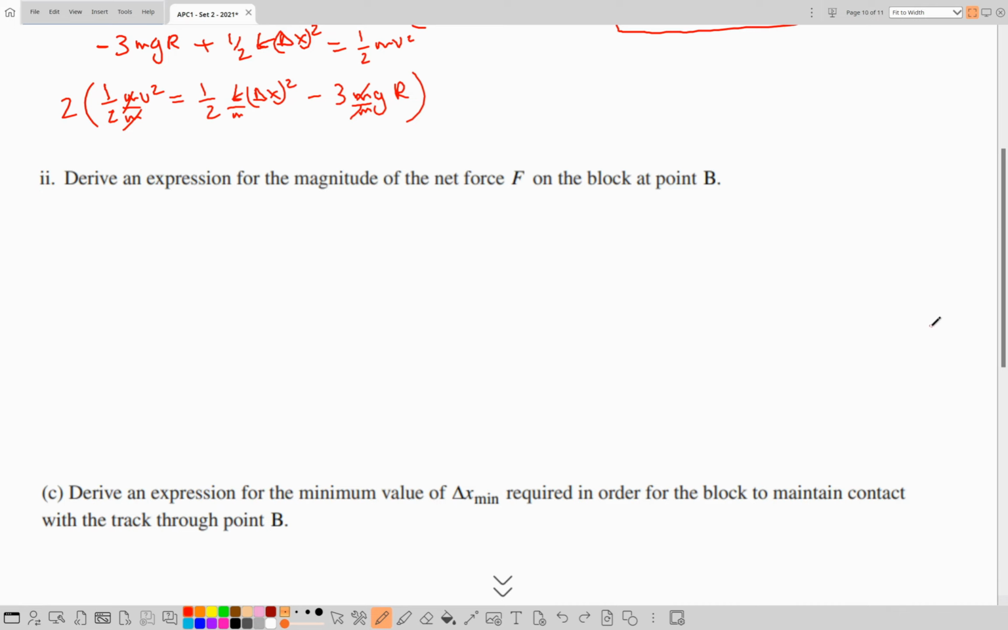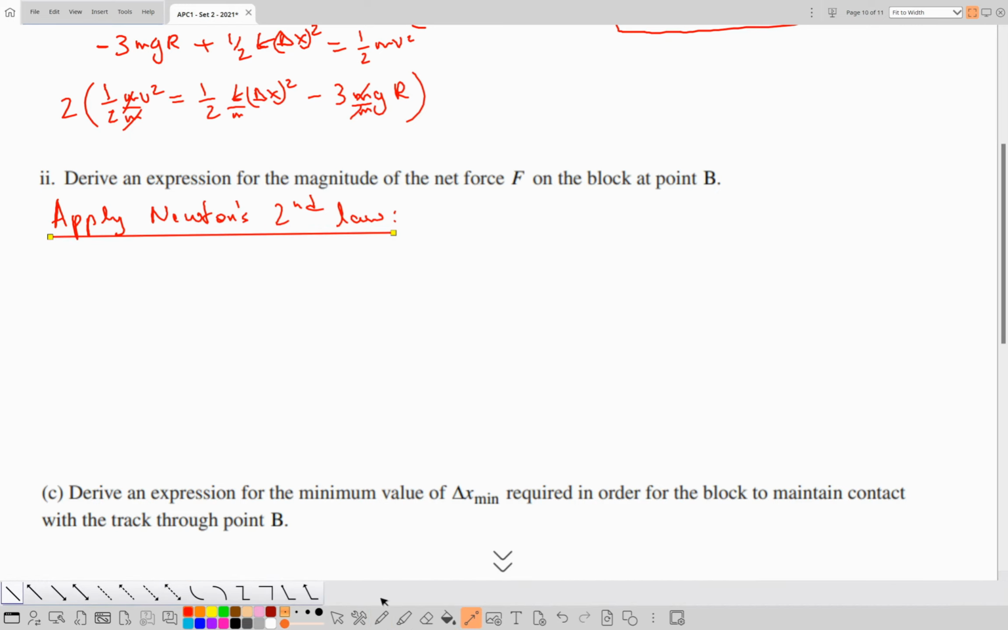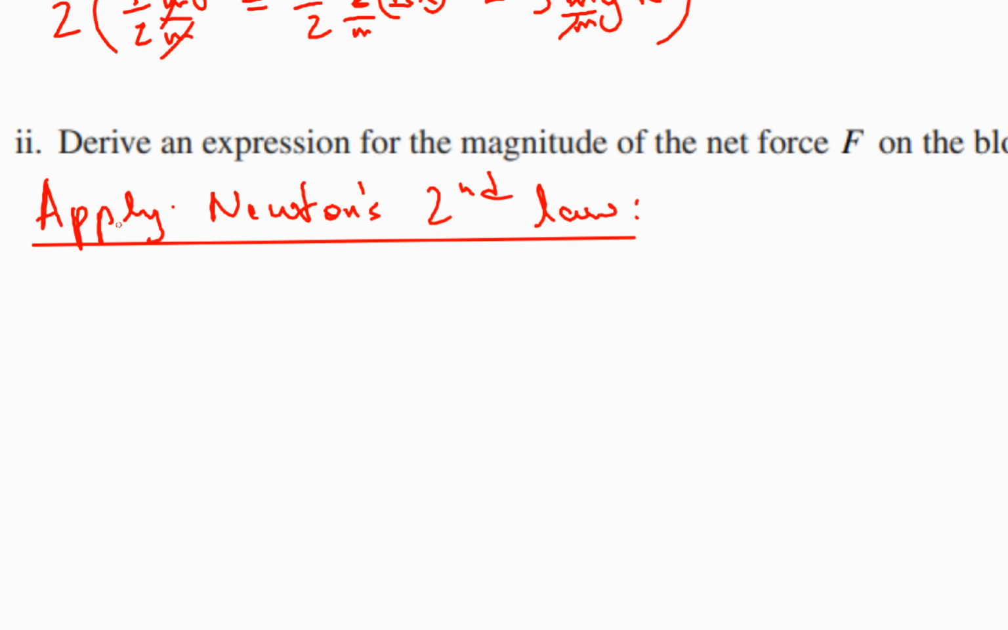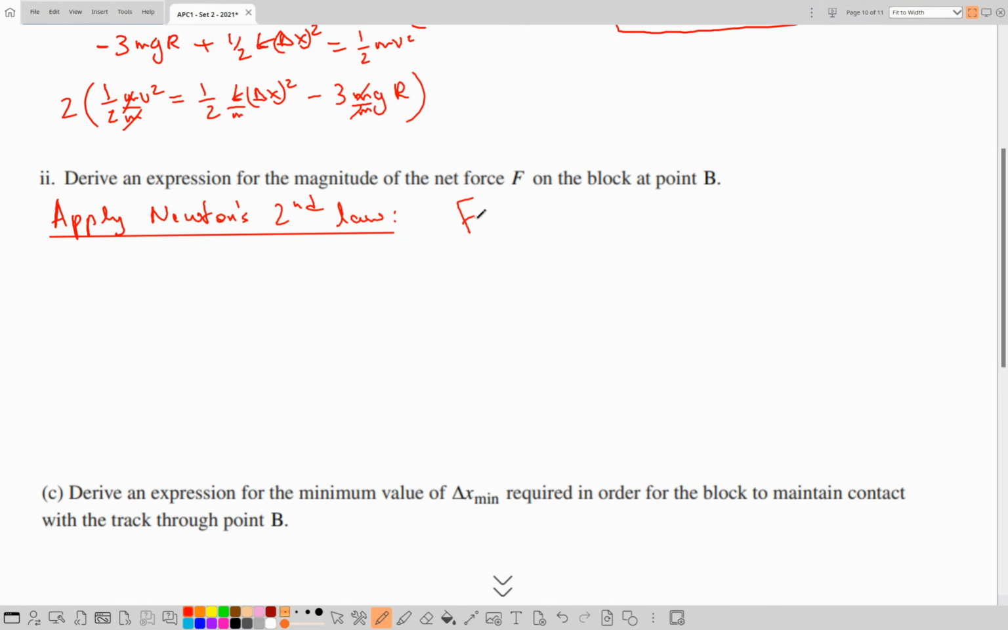Now, in idea number 2, derive an expression for the magnitude of the net force on the block at point B. Always and forever, the net force is determined, or one of the ways, by implementing Newton's second law. So let me say apply Newton's second law. Then remember that this is a law. Usually they give it half a mark or a mark. Then F net would be equal to ma.